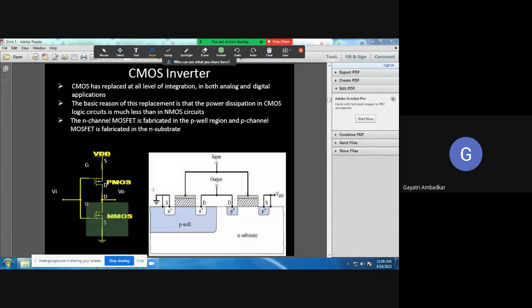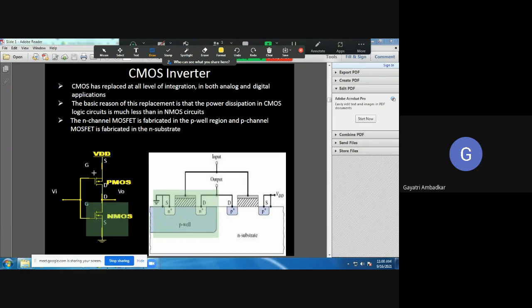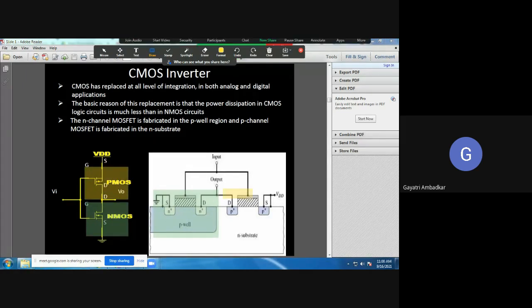This is NMOS and this is PMOS. So this is the symbol, you know how to show. These are enhancement MOSFETs. You see the arrowhead is pointing outward for PMOS and the arrowhead is pointing inward in NMOS.